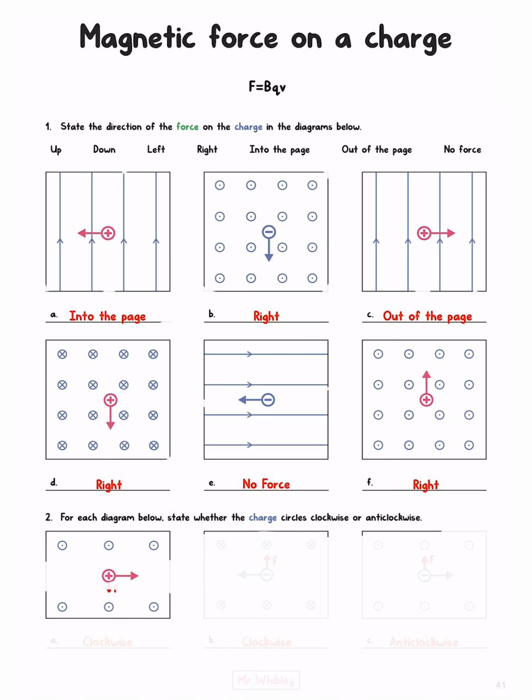And so if our charge is moving in this direction here, but it's experiencing a downward force, then its path is going to curve like this, and so it's going to move clockwise.